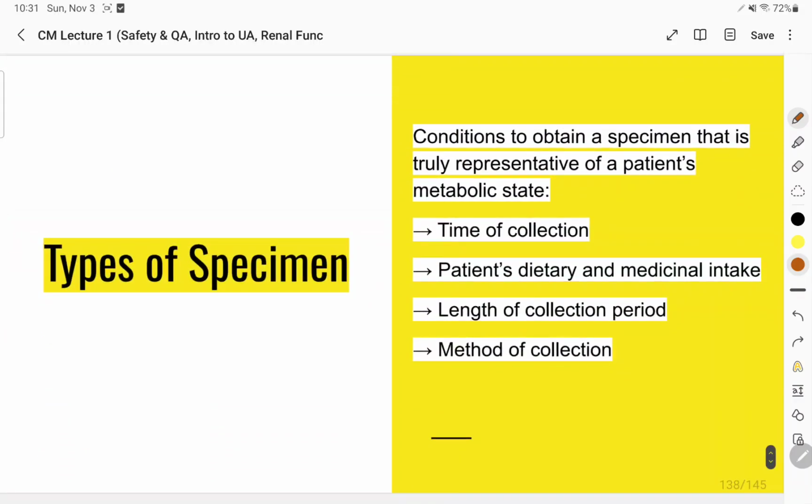Okay, so type of specimen. The conditions for us to obtain a specimen that is truly representative of a patient's metabolic state. So, dapat ato ning i-observe: the time of collection, the diet of our patient, the medicinal intake of our patient, the length of collection period, and the method of collection. So, importante ni sila nga mga factors para ma-ensure na ang specimen is truly a representative of the metabolic state of our patient.